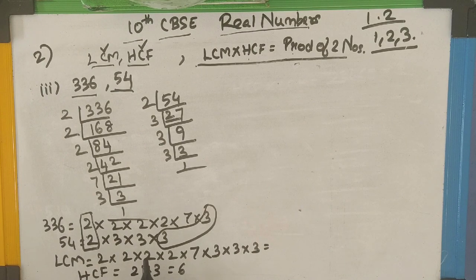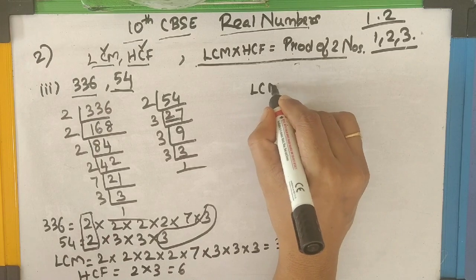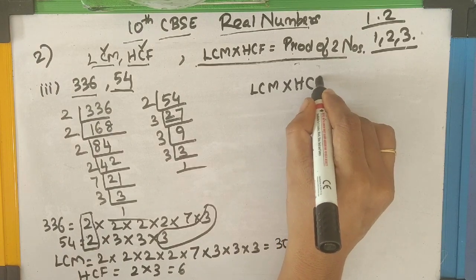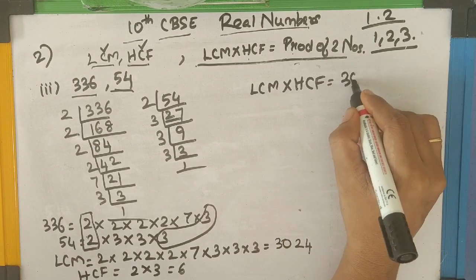That is 2 power 4 into 7 into 3 power 4. We have to multiply all these and find the LCM. Now what is the LCM of it? It is 3024. Now I am going to find the LCM and HCF product.